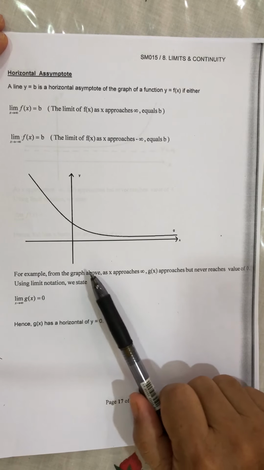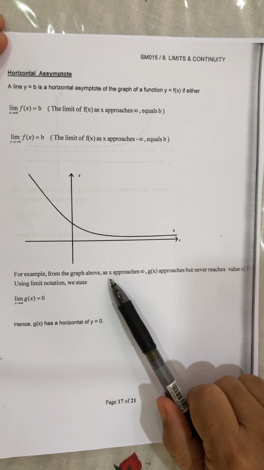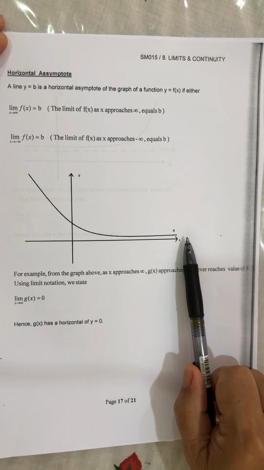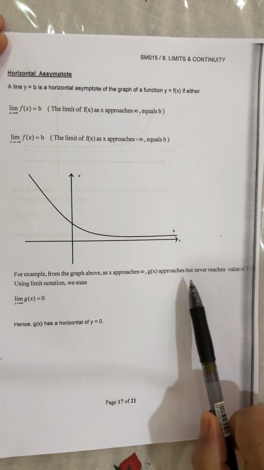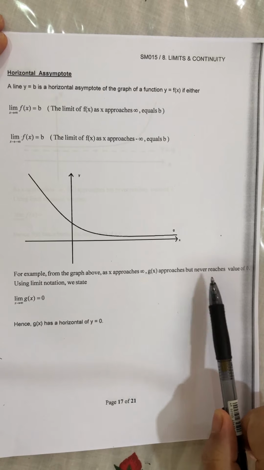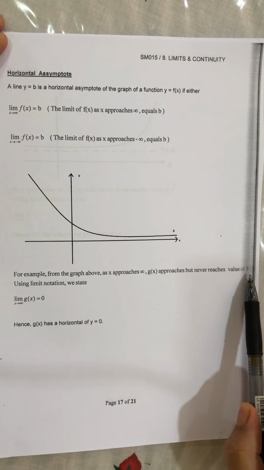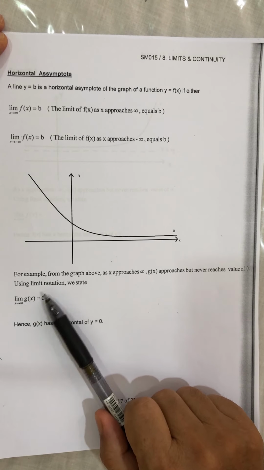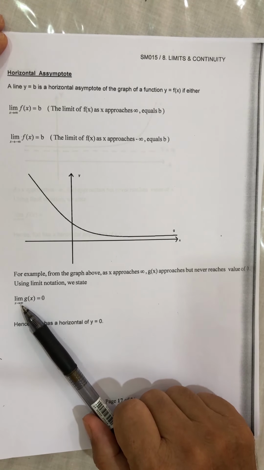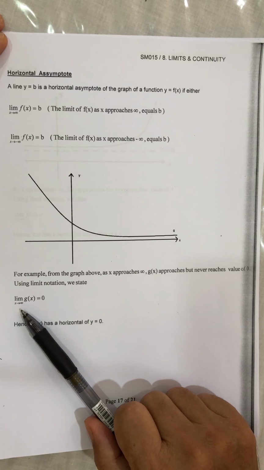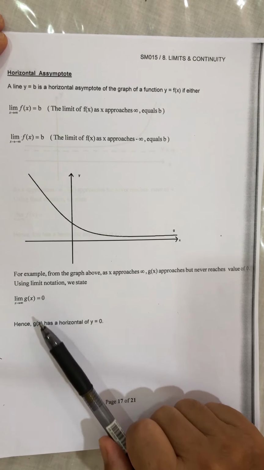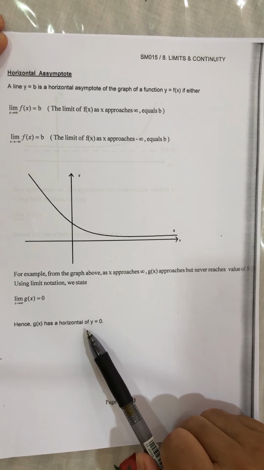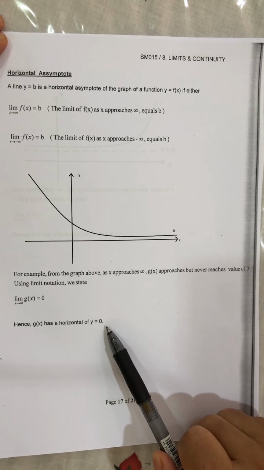For example, from the graph above, as x approaches infinity, g(x) approaches but never reaches the value of 0. By using the limit notation, we state that the limit of g(x) when x approaches infinity is equal to 0. Hence, g(x) has a horizontal asymptote of y equal to 0.